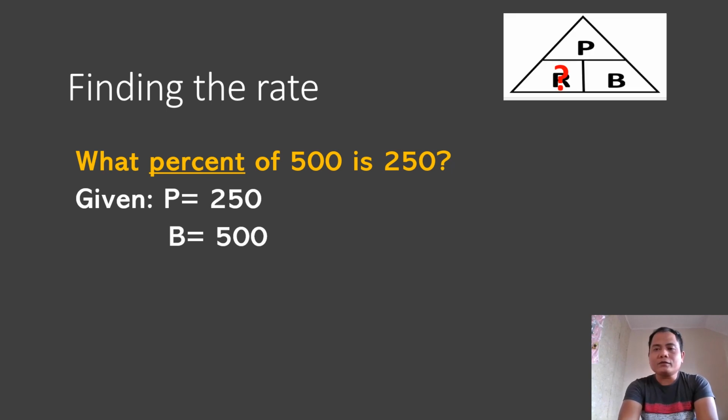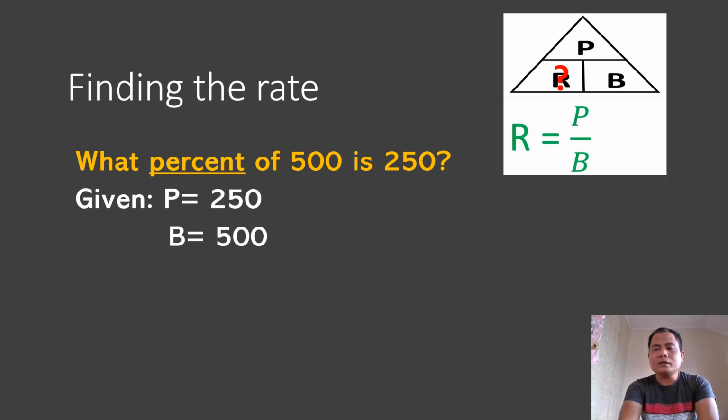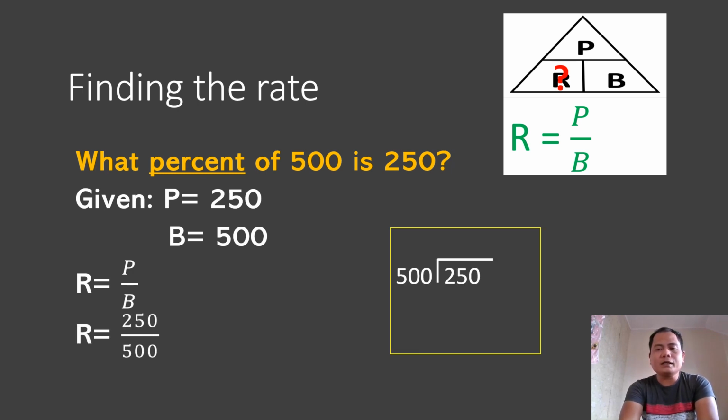Looking at the formula, the magic triangle again, we're looking for the rate, meaning our formula is rate is equivalent to P divided by B, or percentage divided by base. So we are going to divide 250 by 500. Looking at the solution, 250 divided by 500 is 0.